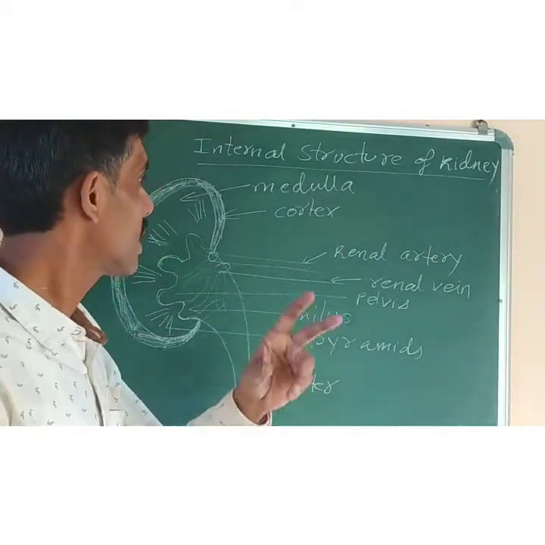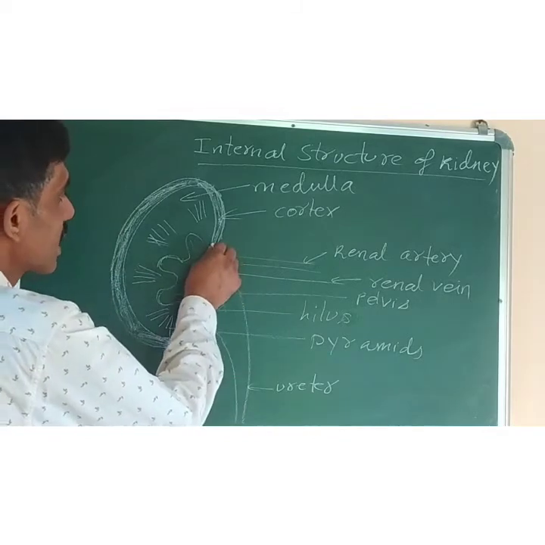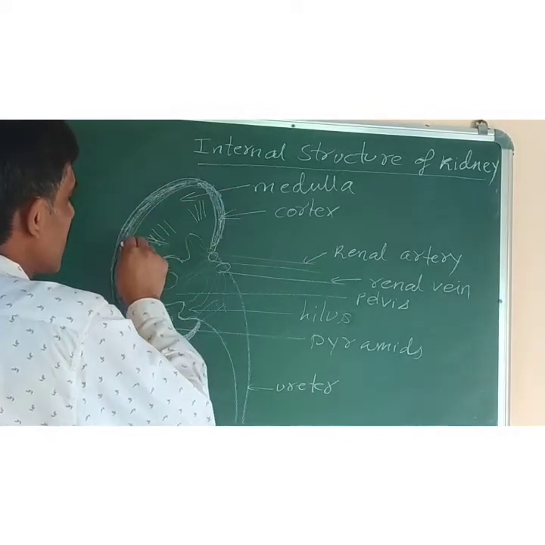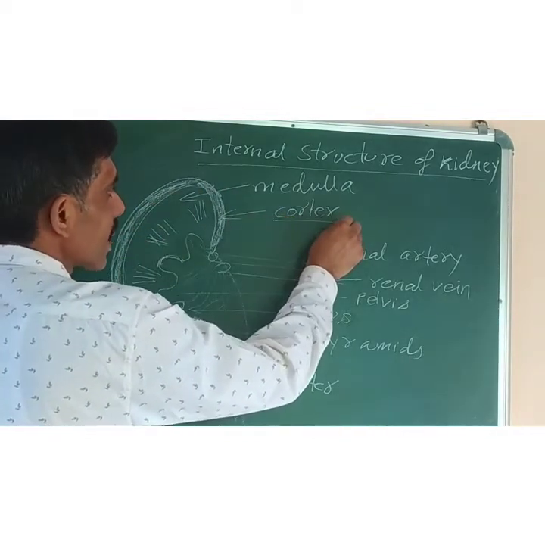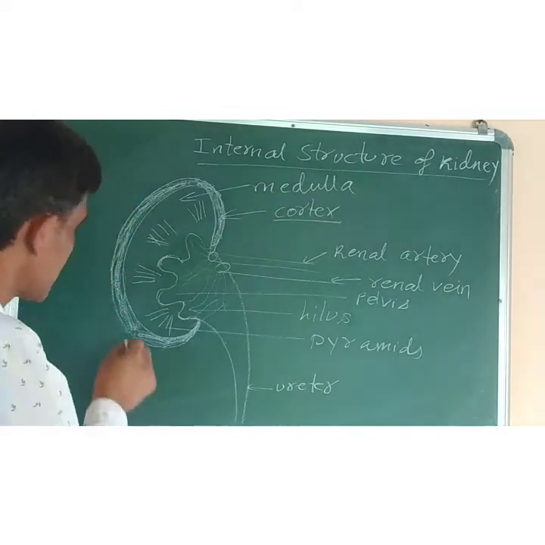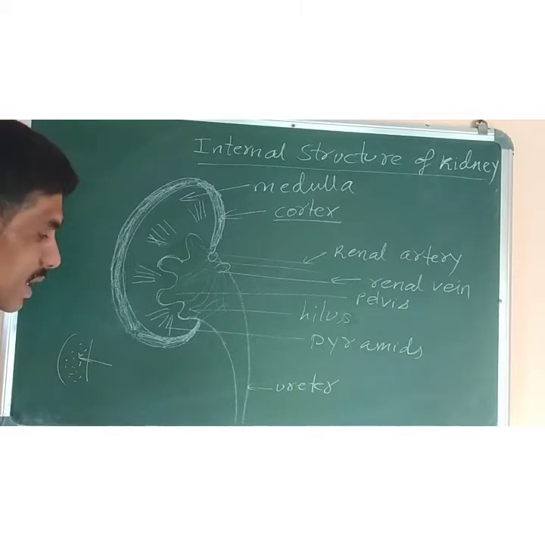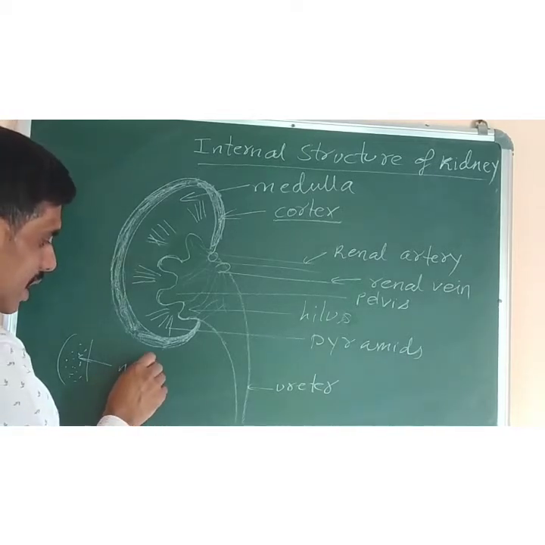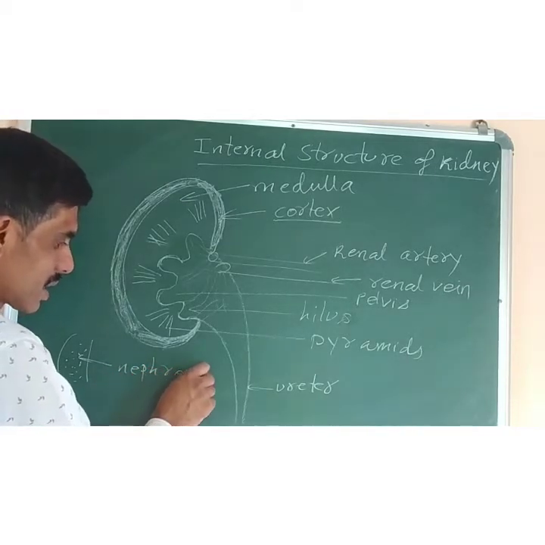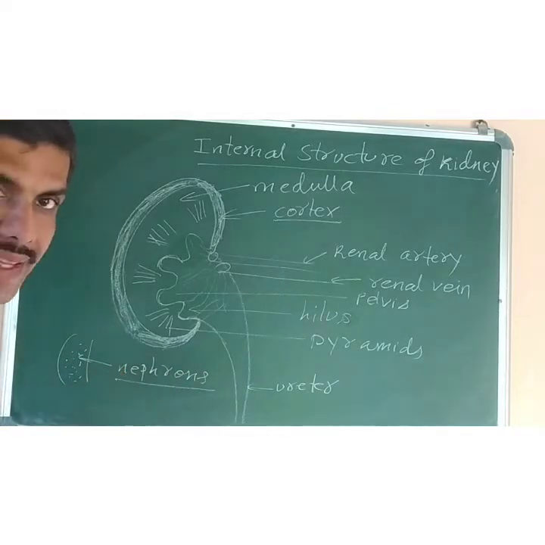Now, a kidney consists of two regions. The outermost dark colored region, the one which I have shaded here, is called the cortex. The cortex contains many pits, pit-like structures. All these pits or dots represent the structural and functional unit of the kidney, which is known as the nephron, or uriniferous tubule.